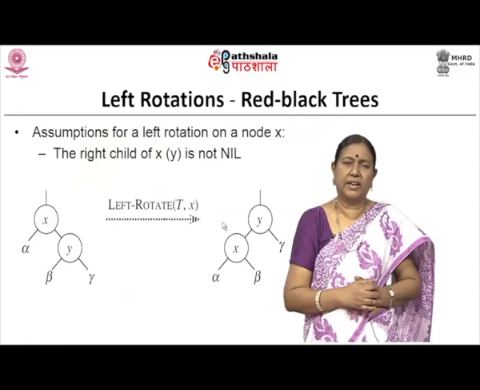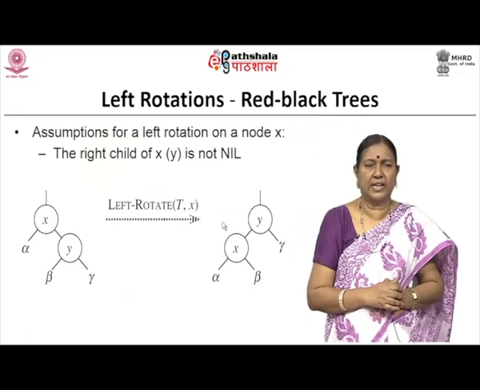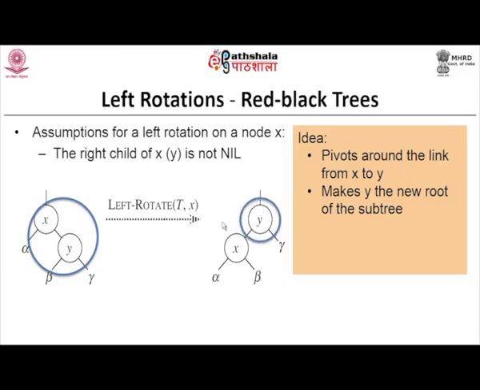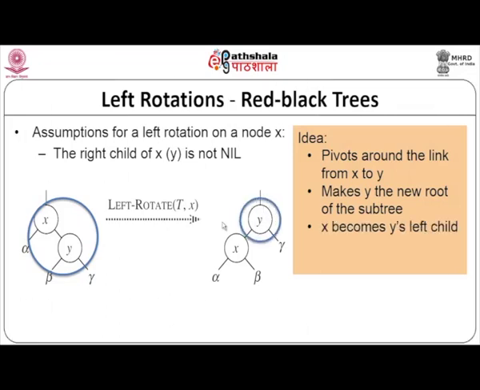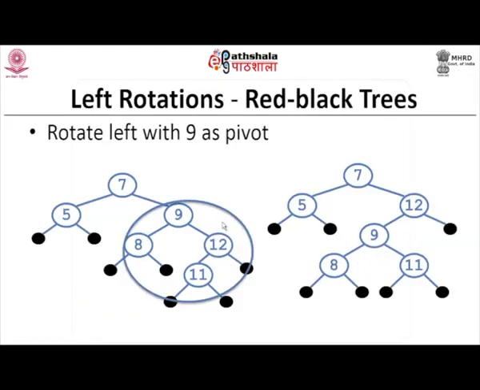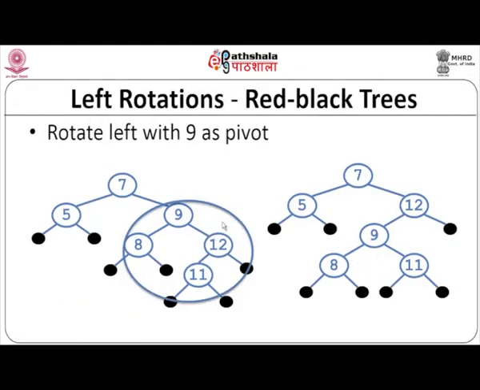Now, the assumption of a left rotation on node x is that the right child of x is not nil. The idea is that it pivots around the link from x to y and makes y the new root of the subtree, x becomes y's left child, and y's left child now becomes x's right child. So, this is left rotation. This is the inverse of what we did for the right rotation.